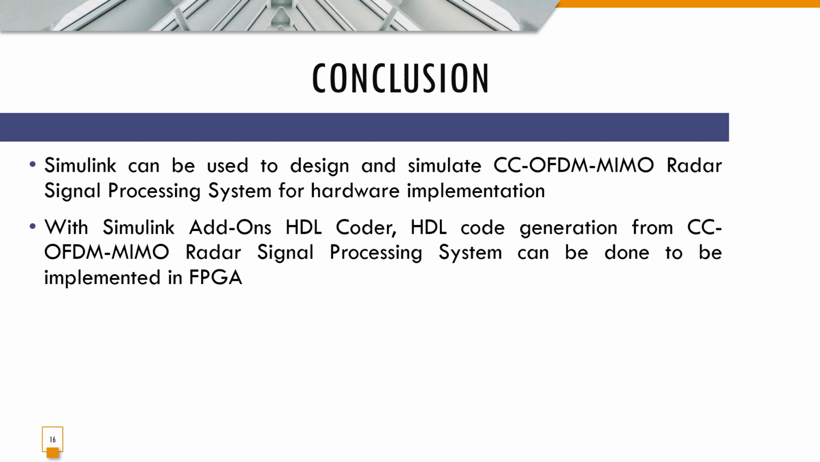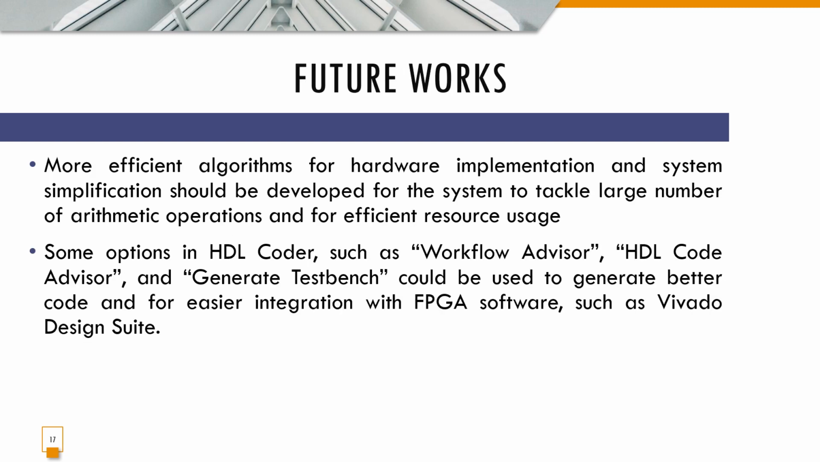So, the conclusion of this project is that Simulink can be used to design and simulate the radar DSP system for hardware implementation. HDL Coder can be used to generate HDL code of the system to be implemented in FPGA. To create a better system, there are some suggestions and works to be done, such as developing a more efficient algorithm, doing system simplification, and using some options in HDL Coder.